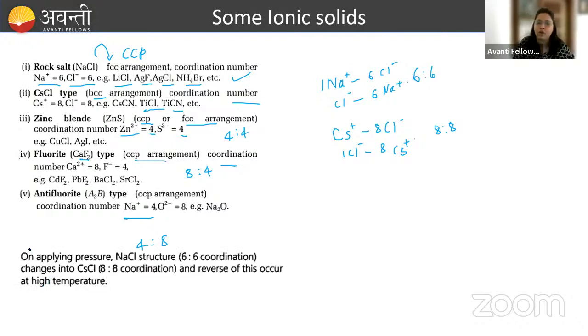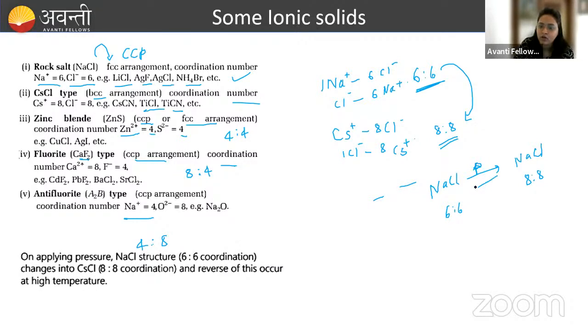Next, on applying pressure, the NaCl structure, which has 6:6 coordination, changes to the CsCl type structure, that is 8:8 coordination. So the coordination number of NaCl crystal was initially 6:6, but on applying pressure it changes to 8:8. The reverse of this occurs at high temperature. So here we have to write pressure, and here high temperature. Right? Very good.